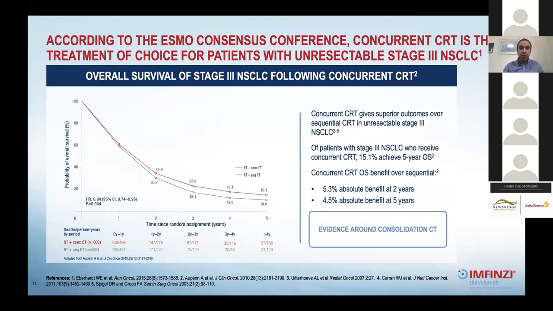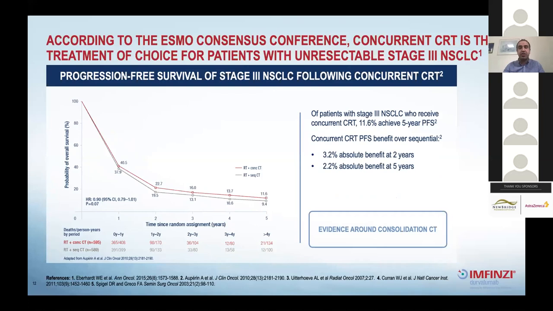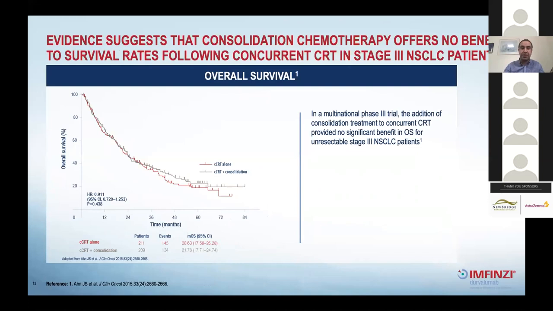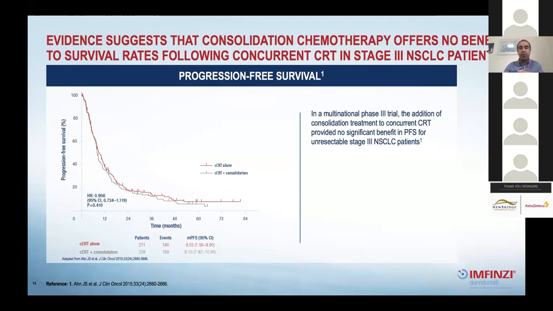First, we had the concurrent chemoradiotherapy, as discussed by my colleague. We had an advantage compared to the sequential chemoradiation therapy, and this is very important in overall survival: an advantage of around 4.5% at 5-year survival, and around 3% at 2 years and 2% at 5 years. What about the consolidation chemotherapy? Clearly we don't have an advantage in overall survival by adding a consolidation chemotherapy to the concomitant chemoradiation, and also we don't have an advantage in progression-free survival by adding a consolidation chemotherapy to the standard chemoradiation therapy.